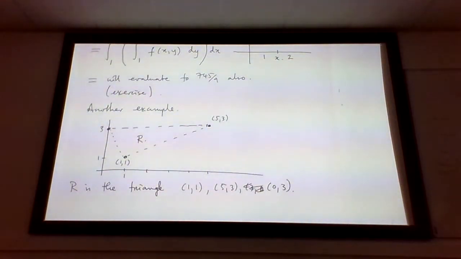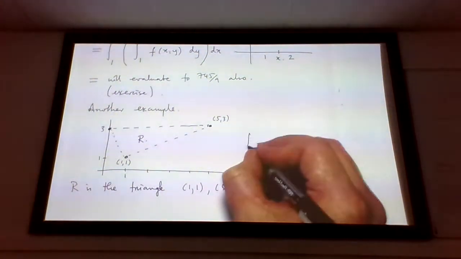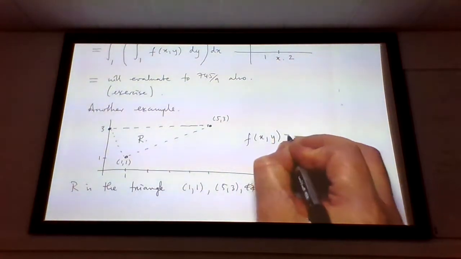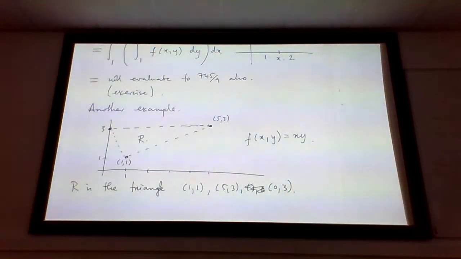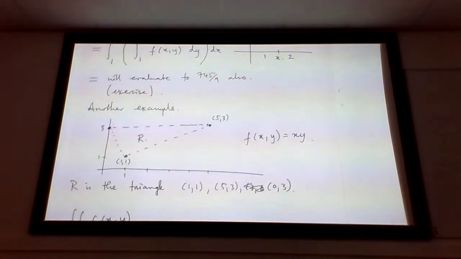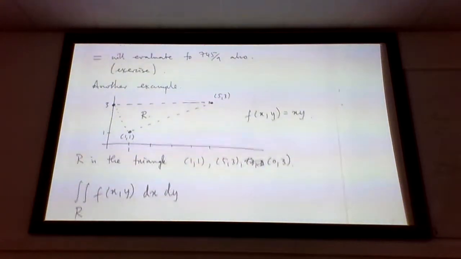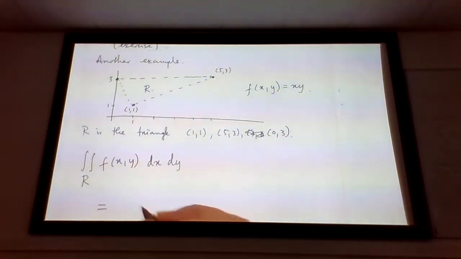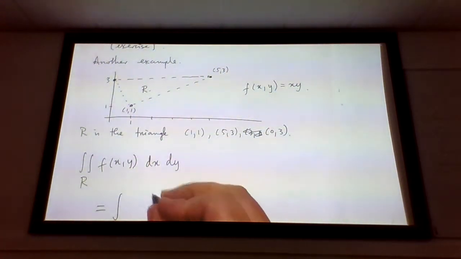Okay, the function we're integrating is x times y, but that's not so important. What I want to think about here is how to describe the double integral over this region R of f(x,y) with regard to x and y. So this should be a repeated integral.